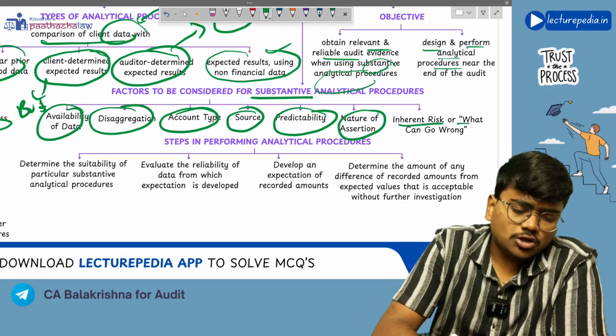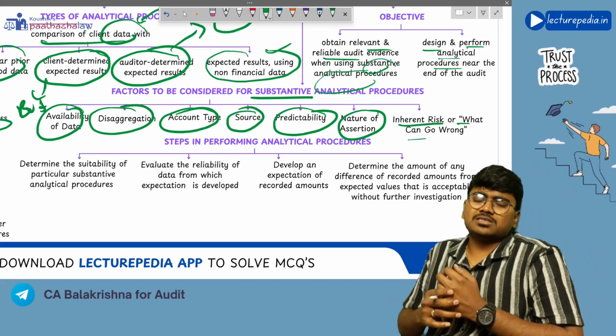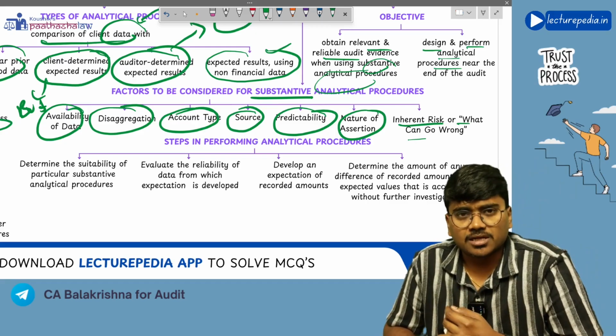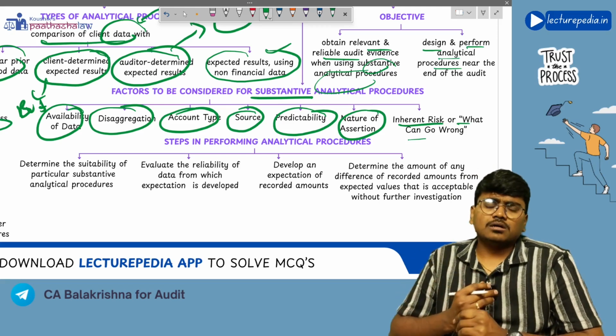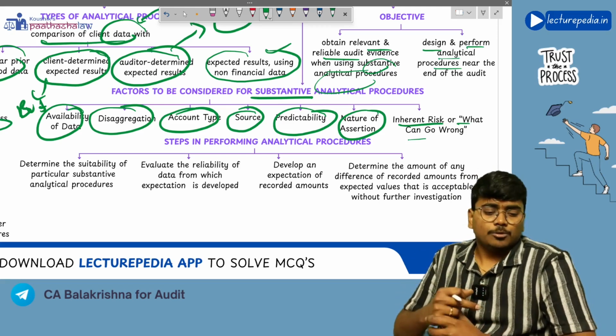Next, inherent risk, or what can go wrong. So you should also consider the inherent risk that is present in that area. So all these factors you need to consider while deciding to use analytical procedures.